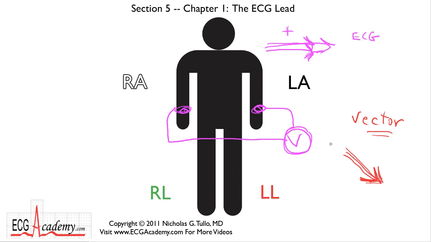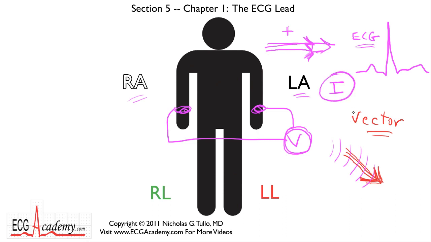Now, since the P wave and the QRS complex are both traveling down and to the left, they'll both appear positive in this very simple bipolar recording. And so your ECG will look like this when you record it from the right arm to the left arm. Now, by convention, right arm to left arm is known as lead 1. Okay? That's the idea. Lead 1 is from right arm to left arm.